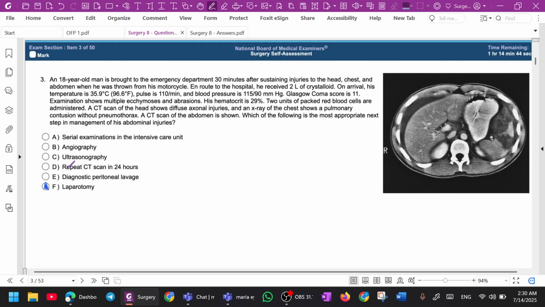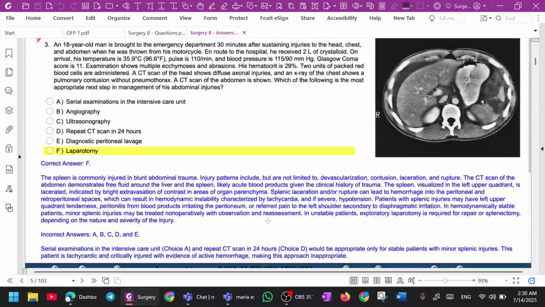Okay. Let's pick one. I don't see anything on this. Here, you need to see something on the CT scan. So there is something wrong in the spleen. I saw it, but I didn't know if we're supposed to do a laparotomy.